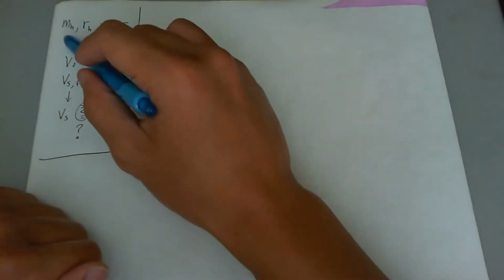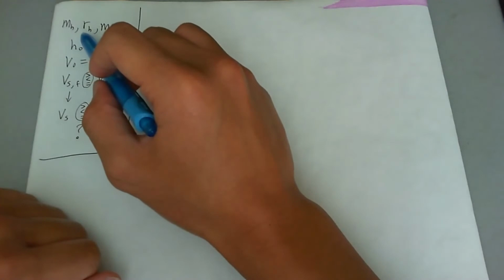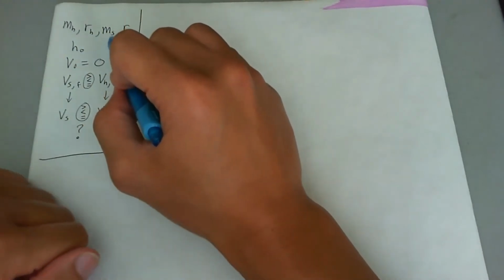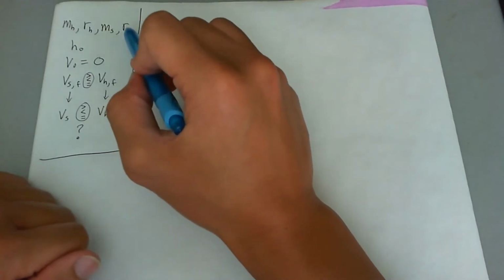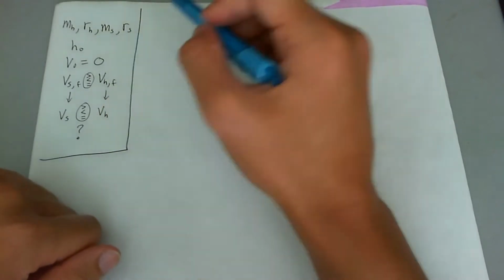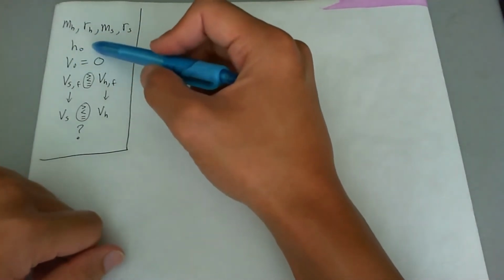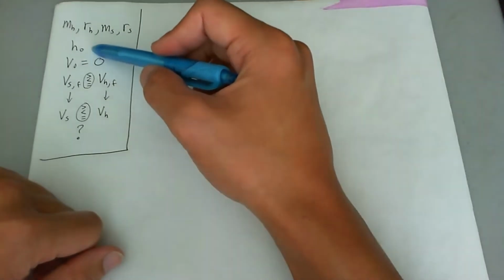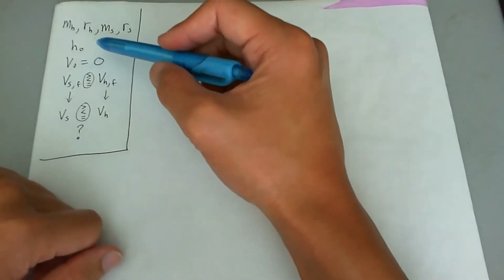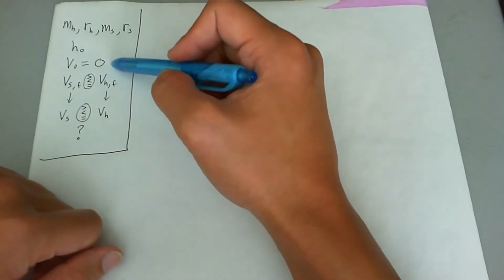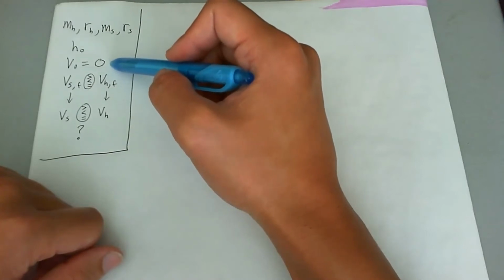We start off with what we know. They gave us the mass of the hollow cylinder, the radius of the hollow cylinder, the mass of the solid cylinder, that's S, and also the radius of the solid cylinder. And we're also going to put another variable, h naught, because that's the height from which they're going to start. This may or may not be useful, but I'm going to list it here just in case. And v naught, their translational velocity as they start out, is going to be 0.